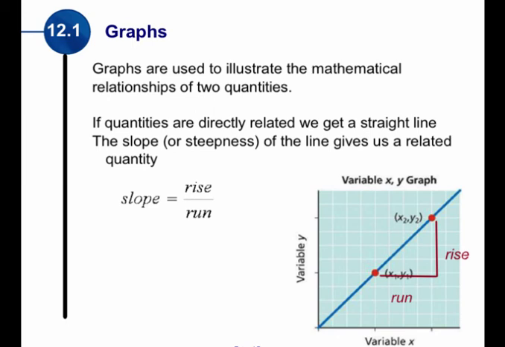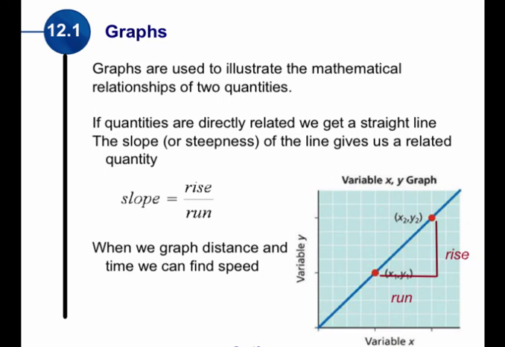Now what we're going to start with, and the types of graphs we're going to use, is we're going to graph distance and time. And if we graph distance and time, put distance on the y-axis and time on the x-axis, we can find the speed of an object. And that's what we're going to start out with. We're going to graph distance and time and find the speed of moving objects.